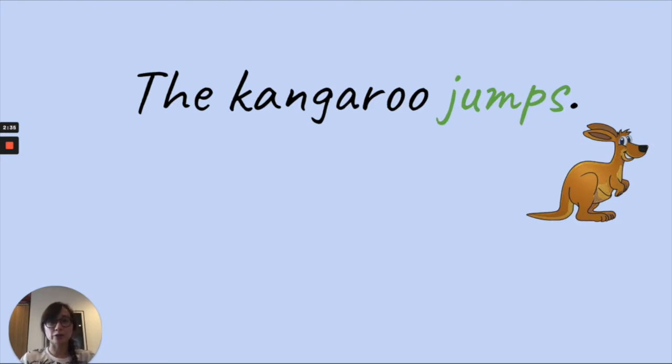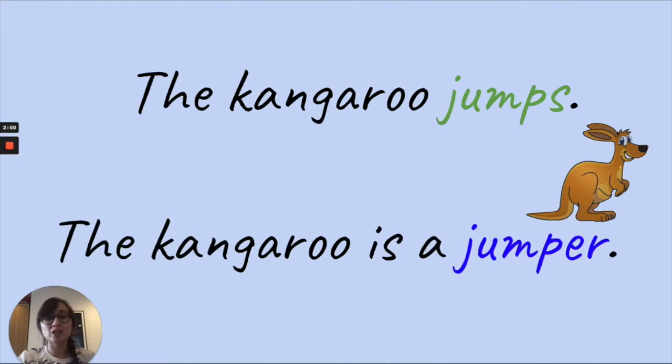The kangaroo jumps. Jumps is the verb. It tells us what the kangaroo does. Now, this one's a little bit tricky. The kangaroo is a jumper. So we've changed the word jumps to jumper. Jumper is the noun, the pop word.